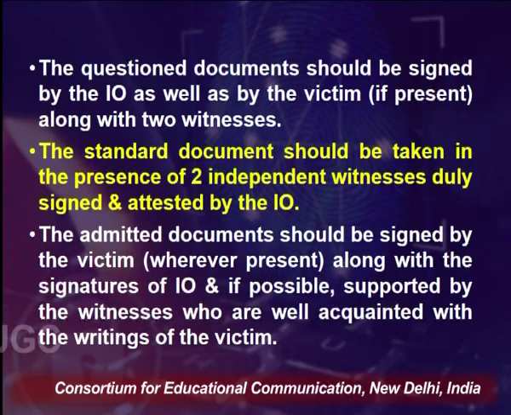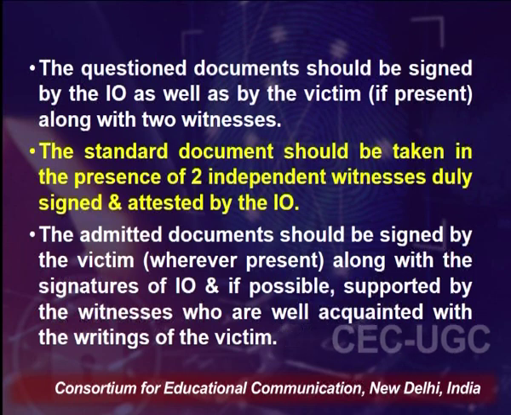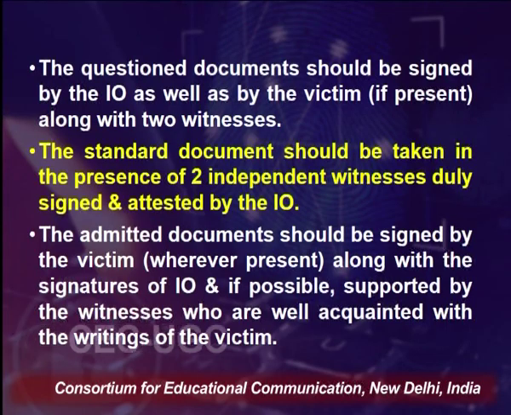The questioned document should be signed by the IO as well as the victim along with the two witnesses. The standard document should be taken in the presence of two independent witnesses, duly signed and attested by the investigating officer, and the admitted documents should be signed by the victim wherever present along with the signatures of the IO, and if possible supported by witnesses who are well acquainted with the writings of the victim. Similarly, in the case of a suspect, if we are taking the admitted writings, there should be one person who is aware of the handwriting, and the witness should say that this handwriting belongs to this suspect.